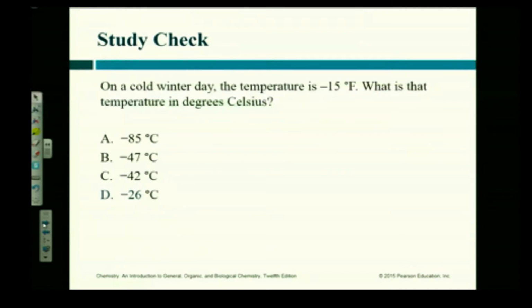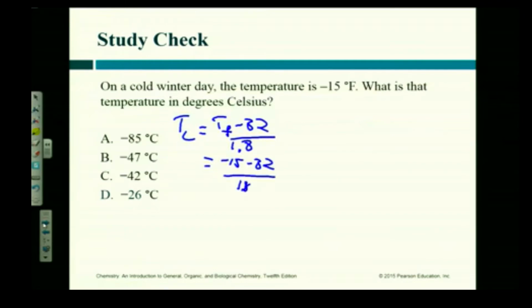So what's the equation? Temperature Celsius equals temperature Fahrenheit minus 32 divided by 1.8, right? So 15 minus 30, negative 15 minus 30, so negative 47 divided by 1.8 should be negative 26. Okay?